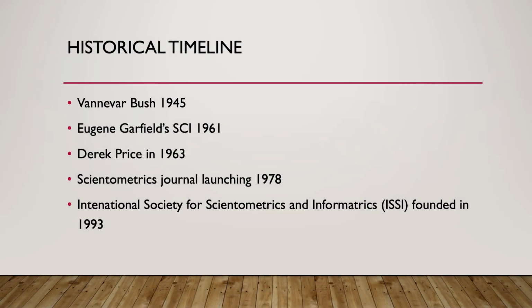If I just take you through the historical timeline, we see Bush in 1945 and the tantalizing article by Bush, and we see Eugene Garfield's Science Citation Index in 1961. Right now, the Science Citation Index and Social Science Citation Index are part of Web of Science, and it's very easy to investigate or do analysis in these indexes.